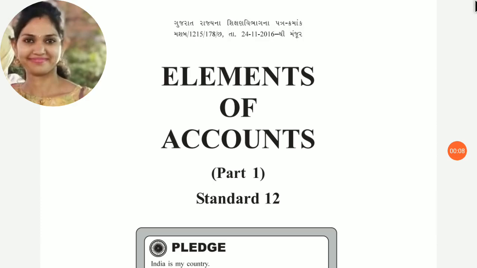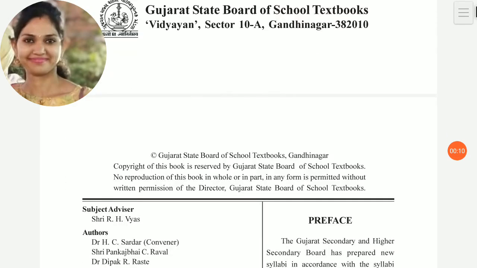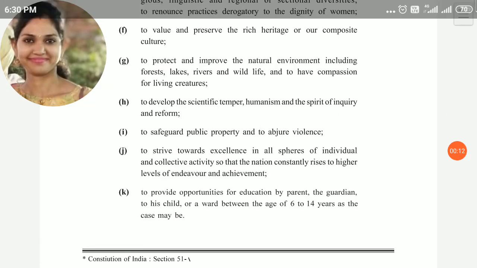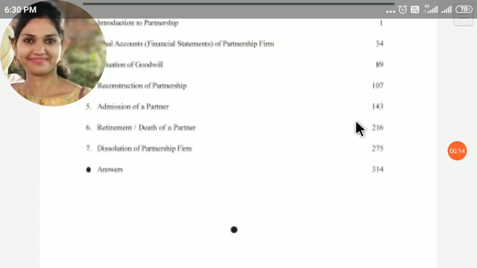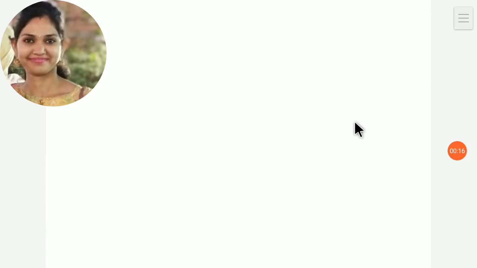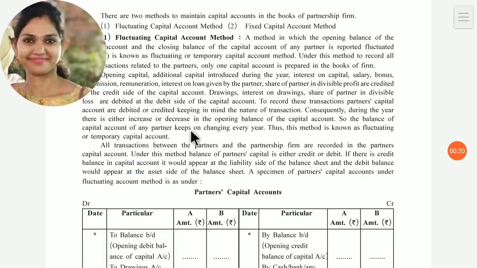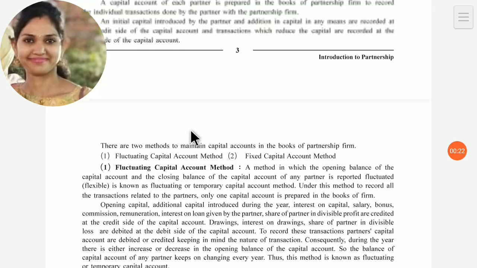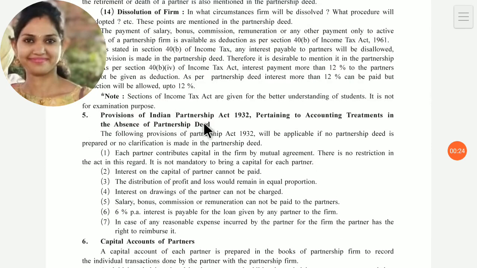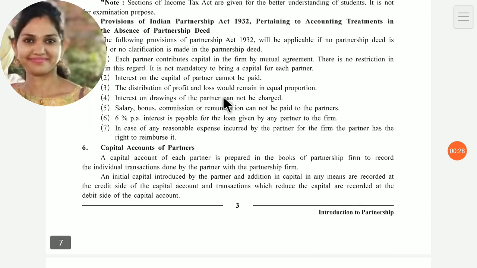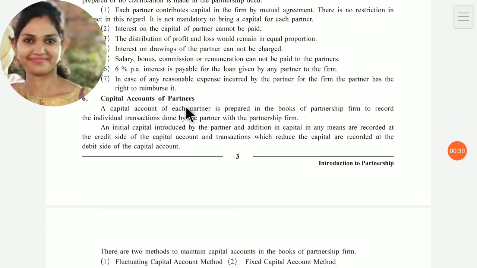In the first period, we have seen the meaning of the partnership firm, characteristics of the partnership firm, then partnership deed and the Indian Partnership Act 1932. Today we are going to learn about the capital account of a partner.